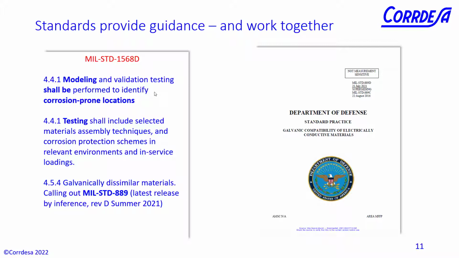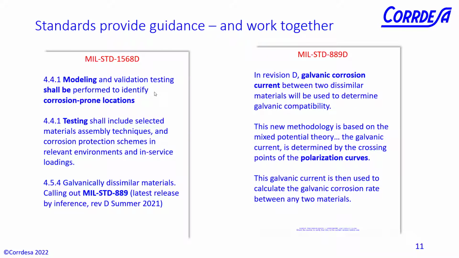And then once you've done that, you can start considering physical testing, where you include the actual materials of assembly, the techniques, and the corrosion protection schemes that you want to use, and you can build and physically test those systems. Also within this 1568 standard, it actually calls out other standards. One of them is for dissimilar materials, Mil Standard 889, which is this other one over here. Now, that has been recently revised, and it's having quite an impact in aerospace and defense, because the way of calculating galvanic corrosion risk has been completely changed, and we'll dig into this in a moment.